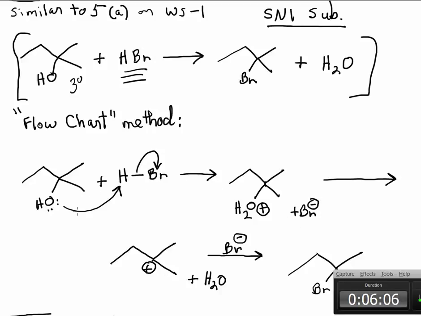Okay, so the curved arrows show us how the electrons flow, how bonds are being made, how bonds are being broken, and we get our intermediate products.